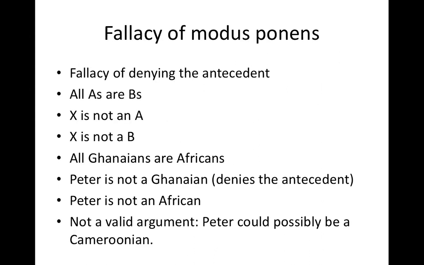Now let's look at the fallacy of denying the antecedent. All A's are B's, X is not an A, therefore X is not a B. All Ghanaians are Africans, Peter is not a Ghanaian, therefore Peter is not an African. It's an argument that denies the antecedent. It's not a valid argument. Peter could possibly be a Cameroonian. So when you say all Ghanaians are Africans, Peter is not a Ghanaian, therefore Peter is not an African, it's not valid.